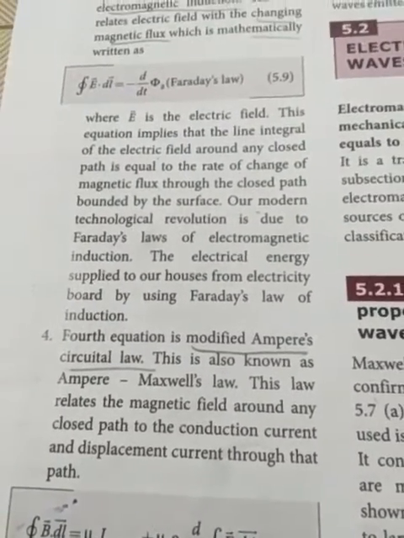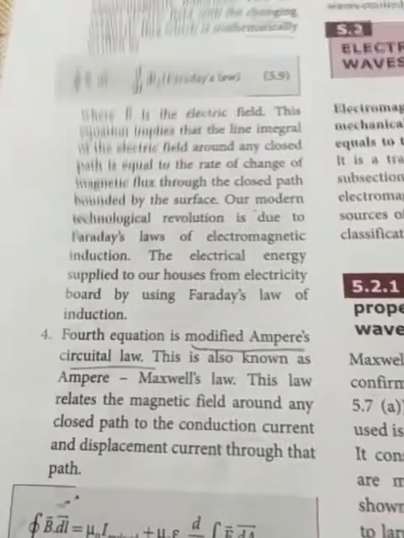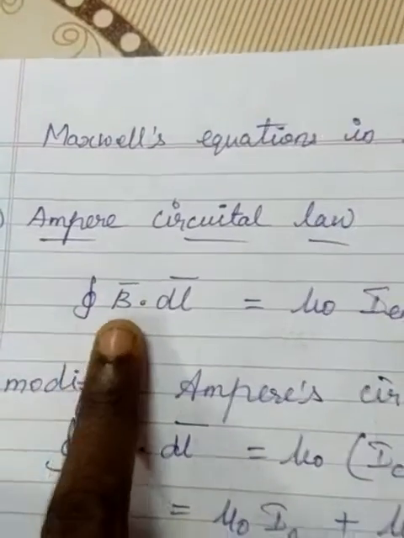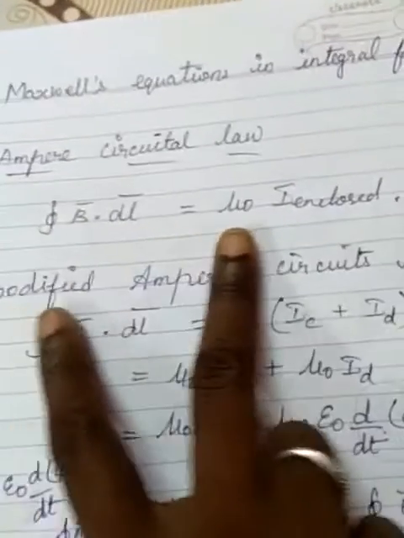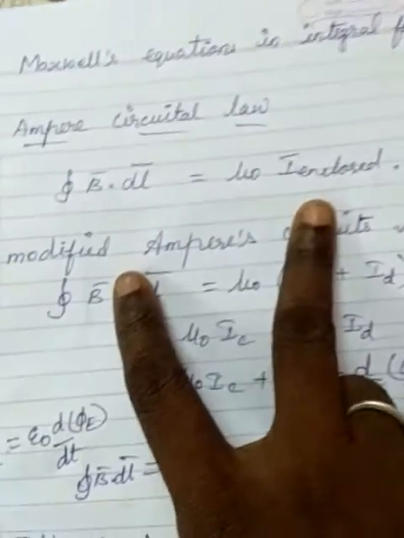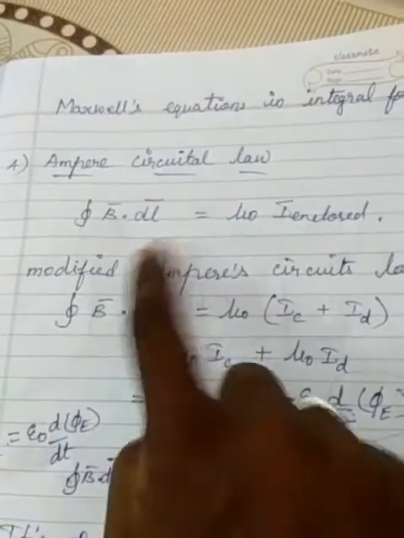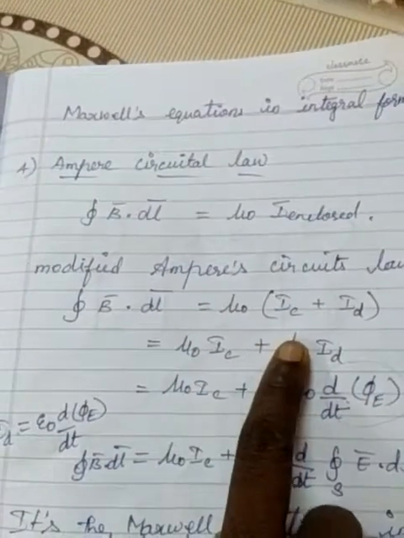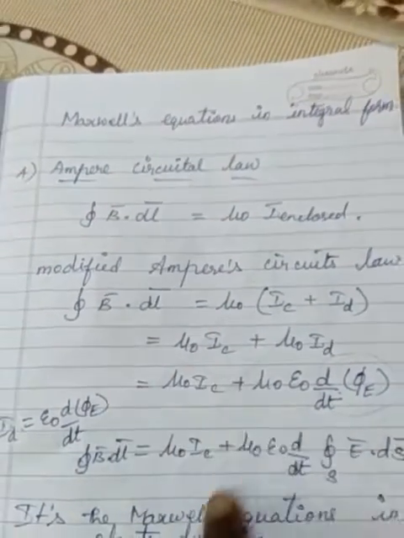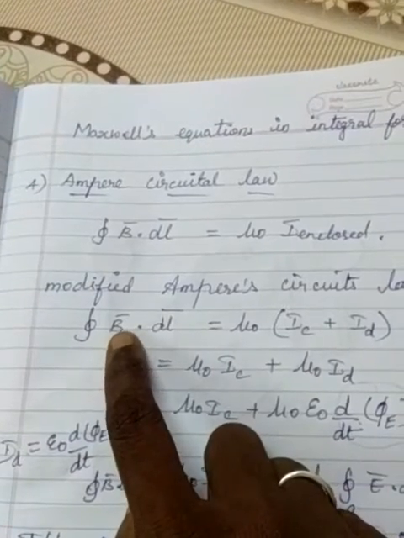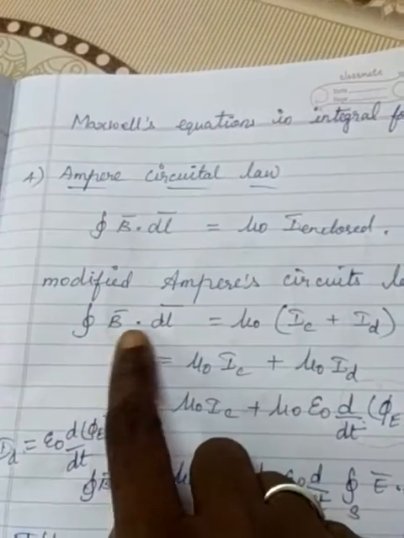So the fourth one is the modified Ampere law. Now you see the calculation of Ampere's law. Already you know the Ampere equation: closed integral of B vector dot dl vector equals mu naught I enclosed. We have to modify the Ampere circuit law. When we modify it, there is the magnetic field dl over this closed surface.